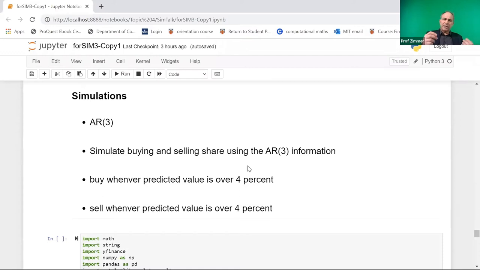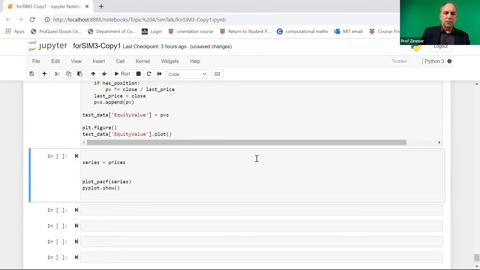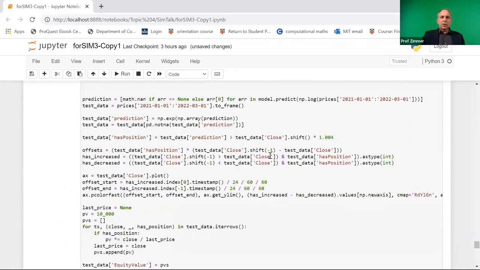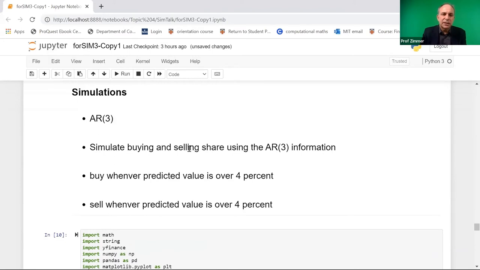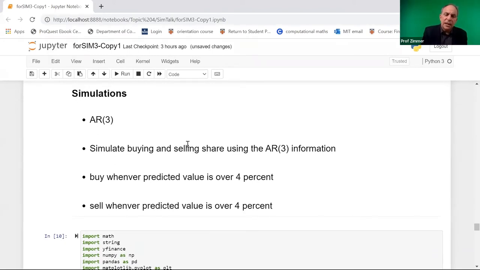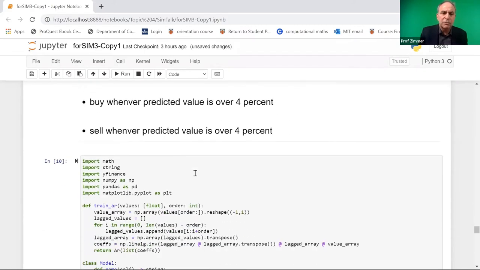What I've now done is I've taken that idea and done AR3, as it happens, and I'll talk about why in a minute, with some Tesla shares. The way I did this is I used AR3, and this particular strategy is pretty conservative. I don't buy that often. I buy whenever the predicted value using this technique is over 4%, and I sell whenever the predicted is not over 4%. So I sell quite a lot, and I don't hold on very much.